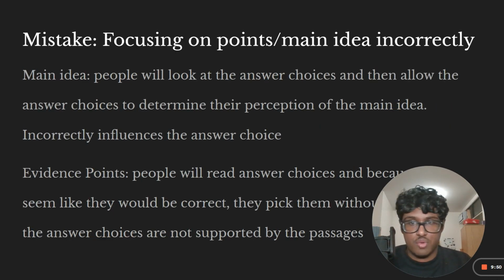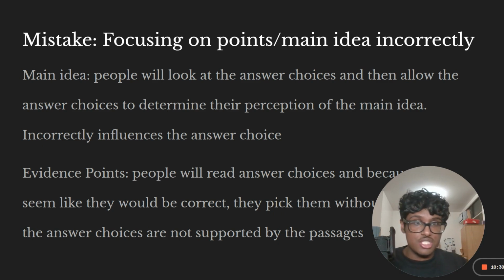All right. So here's one more mistake, focusing on points and main ideas incorrectly, right? So for main ideas specifically, people are going to look at the answer choices and allow the answer choices to warp their perception of the passage, because essentially in reading, you have to be able to memorize the passage, right? And if you're not able to do that, you're not going to be able to determine the main idea properly. So you read the answer choices and it actually influences your perspective, right? Because you don't have the passage raw in your head and you're just relying on the answer choices to give you the correct idea. And that's going to incorrectly influence what you pick. You're going to pick the one that you believe in, not the one that's actually explicitly stated.